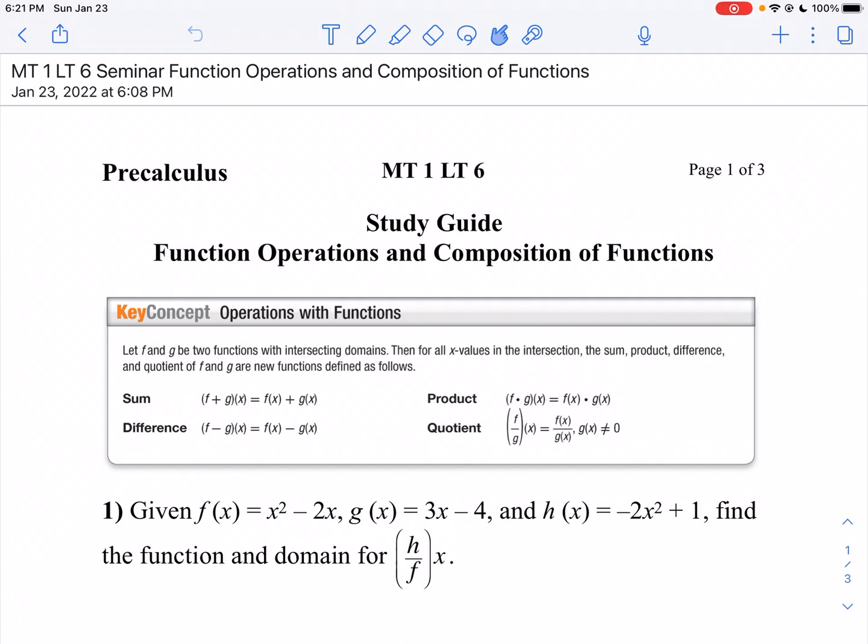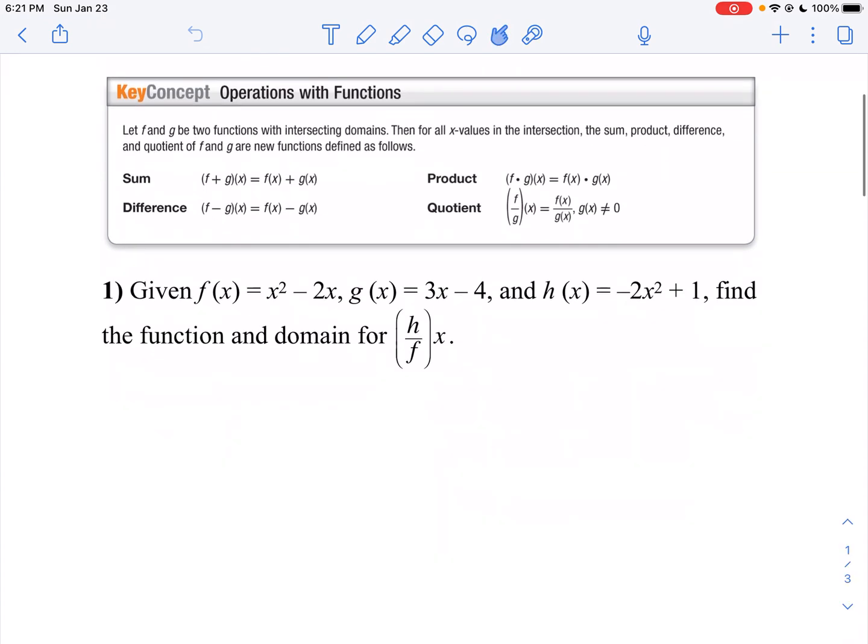Hello. In this lesson, I want you to perform operations with functions, and I want you to find composition of functions. A new vocabulary word will be composition. We start off here. When we're just doing functions, we can add, subtract, multiply, or divide. And the only thing we have to be careful of is remember when you divide, you can't divide by 0.